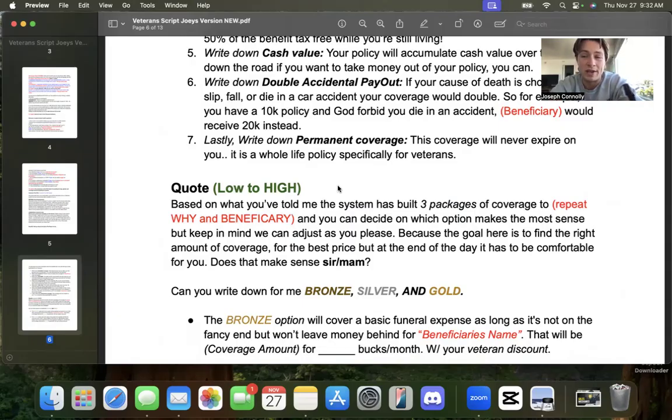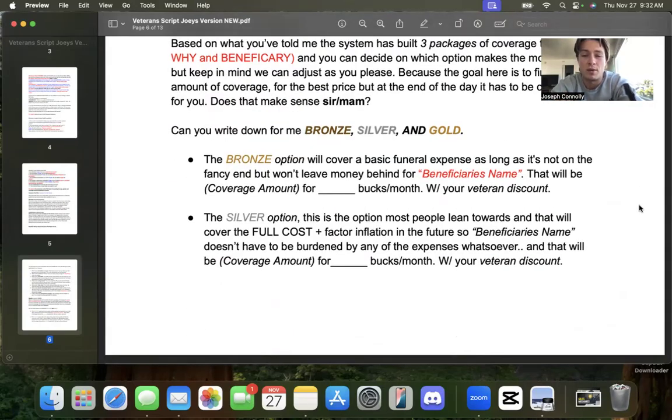But keep in mind, we can adjust it as you please, because the goal here is to find the right amount of coverage for the best price. But at the end of the day, it does have to be comfortable for you. Does that make sense, sir? All right, perfect. So can you write down for me bronze, silver, and gold, just like the 3 Olympic medals, bronze, silver, and gold? All right, perfect.